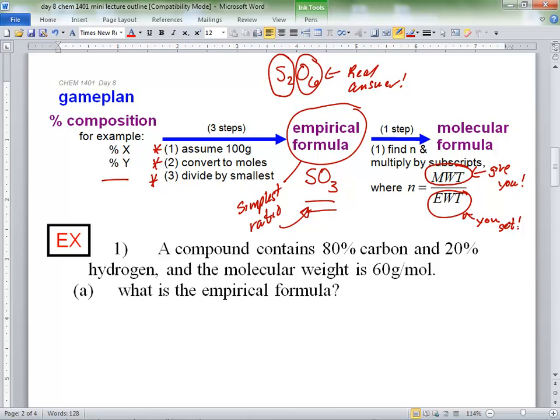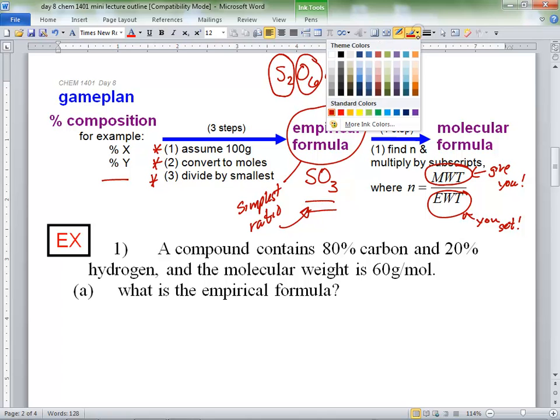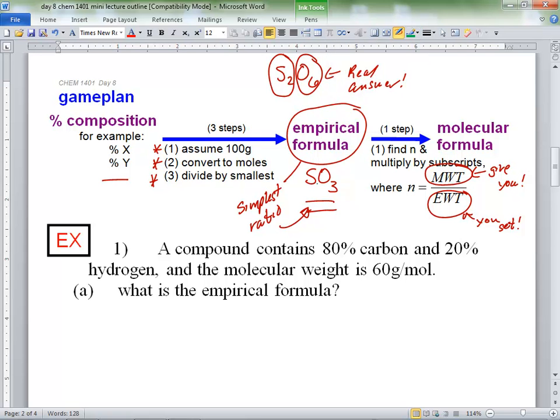So divide the molecular weight that they give you by the empirical weight you calculate, and in this case, you would get what number? We're off by a factor of what? SO3 to S2O6. Right? These little coefficients, this is actually a 1. They're off by what? A factor of 2.